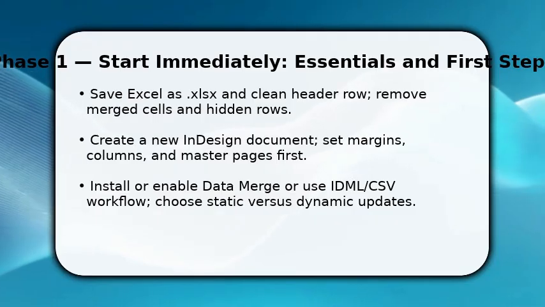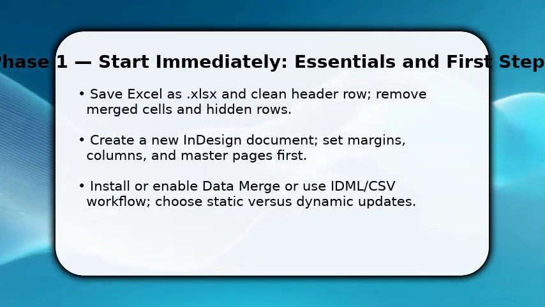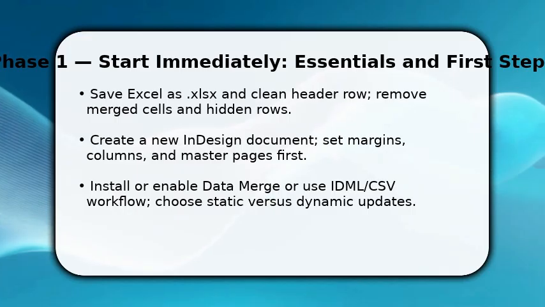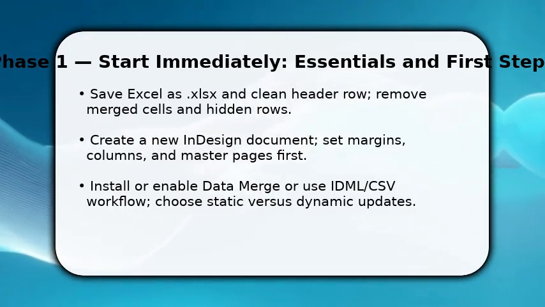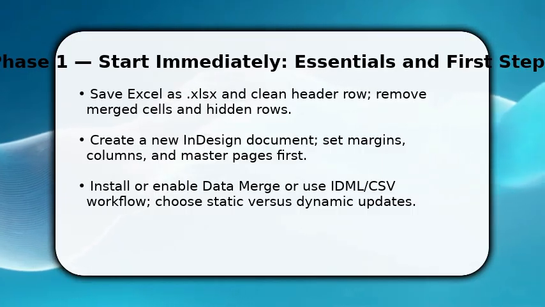You start by preparing both files so linking is reliable. Save the Excel workbook as XLSX and tidy the header row, remove merged cells, and unhide rows. Then open InDesign, create your document with correct margins and columns, set master pages for consistent layout.